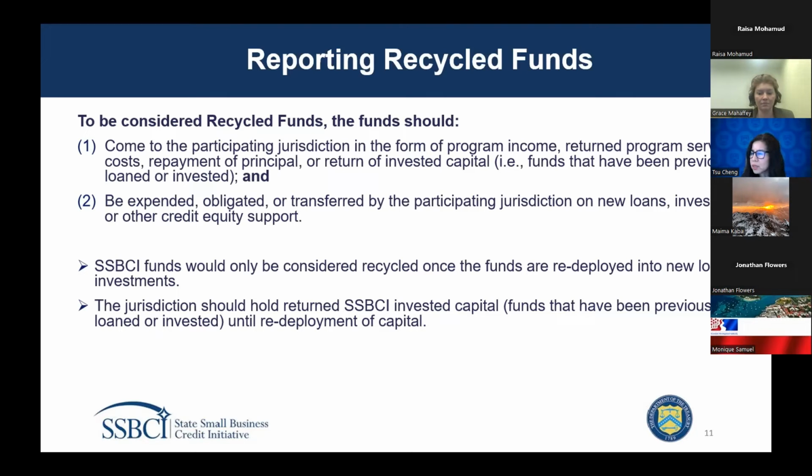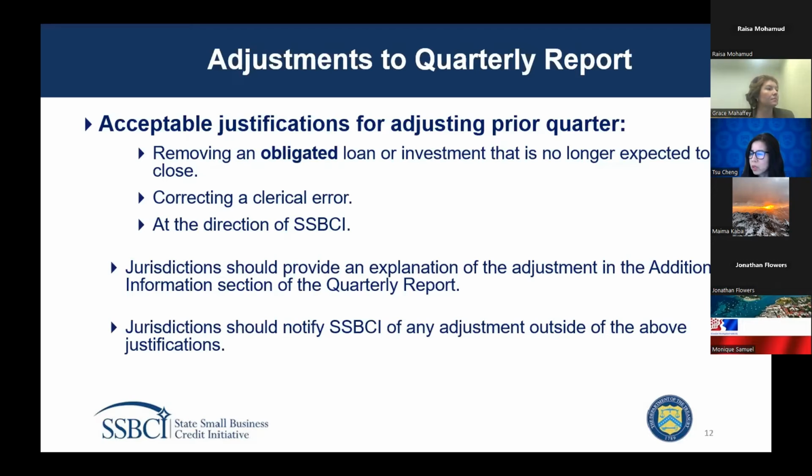Okay, we'll move on to the next slide on adjustment to quarterly report. For jurisdictions that are reporting for the first time, you should not have any adjustments to your report, but you may have adjustments in future quarters. Acceptable reasons for an adjustment include removing an obligated loan or investment that's no longer expected to close, correcting a clerical error, such as transposition of a number, or one directed by SSBCI.